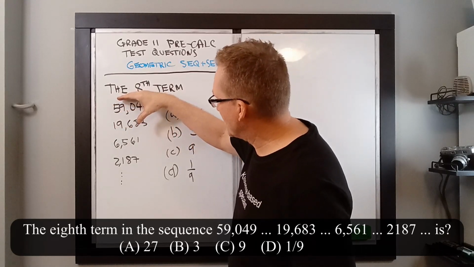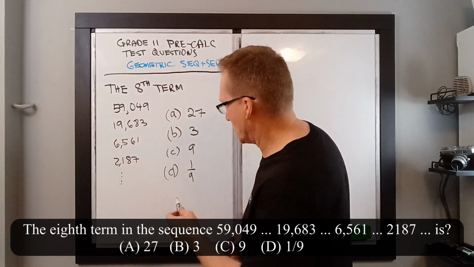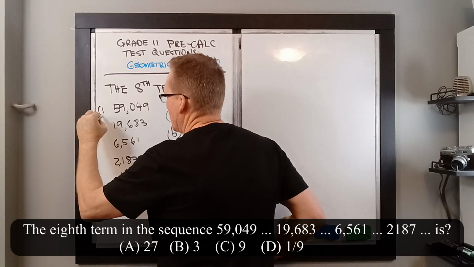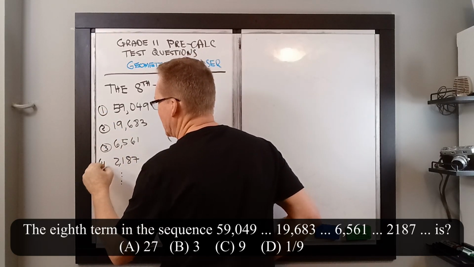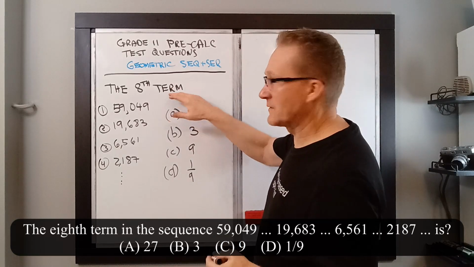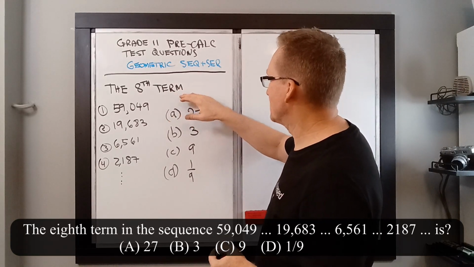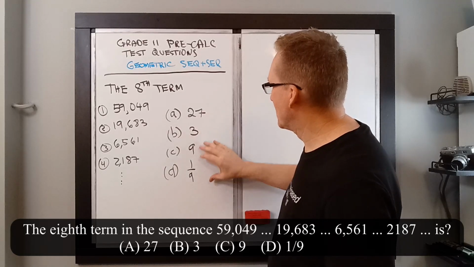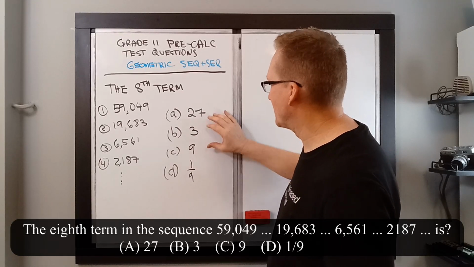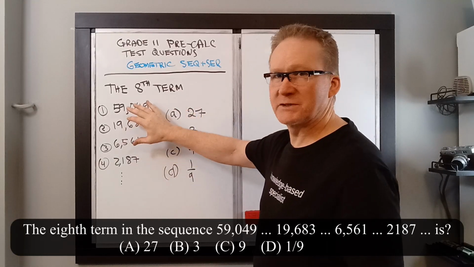So we have the first term, the second term, the third term, the fourth term. I'm going to call these the first term, second term, third term, fourth term, etc. We want to find the eighth term in this sequence. So we have a number of different options. All of them seem reasonable. They all seem to have units of 3 in them. Maybe these have units of 3 in them too.